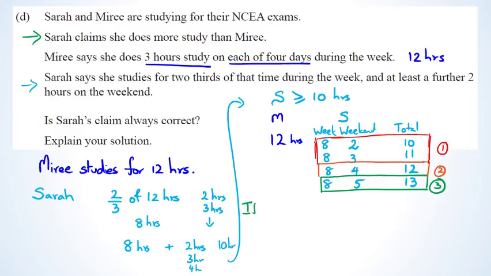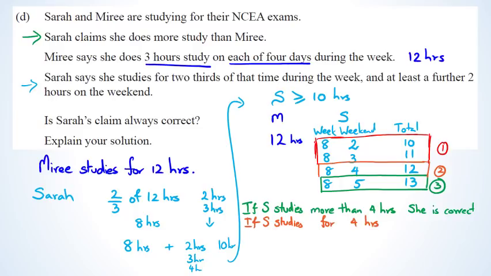So if Sarah studies more than 4 hours, so that's like 4.1 hours or whatever, more than 4 hours, she's correct. So her claim is correct. If Sarah studies exactly 4 hours, then they study the same time.